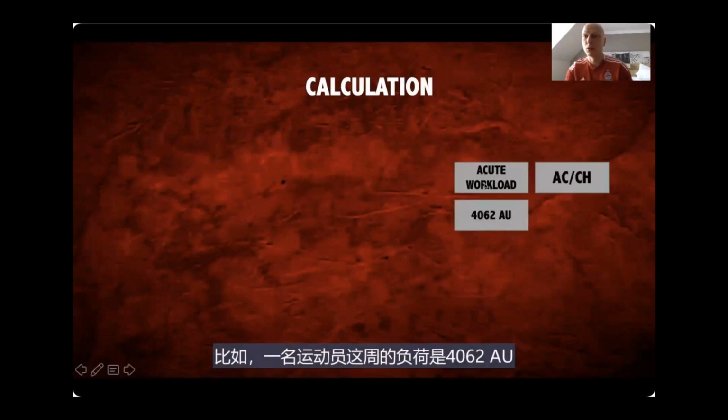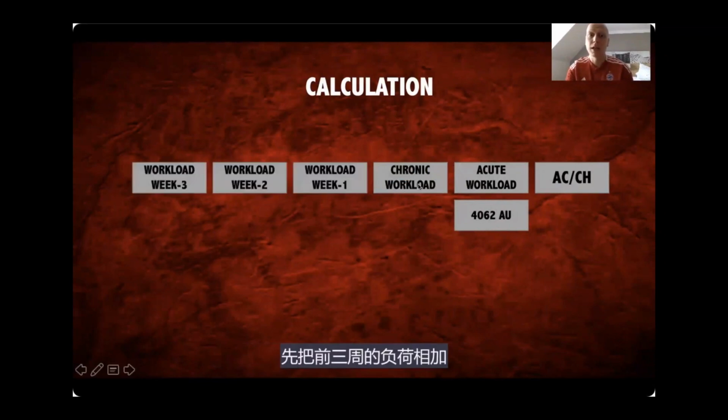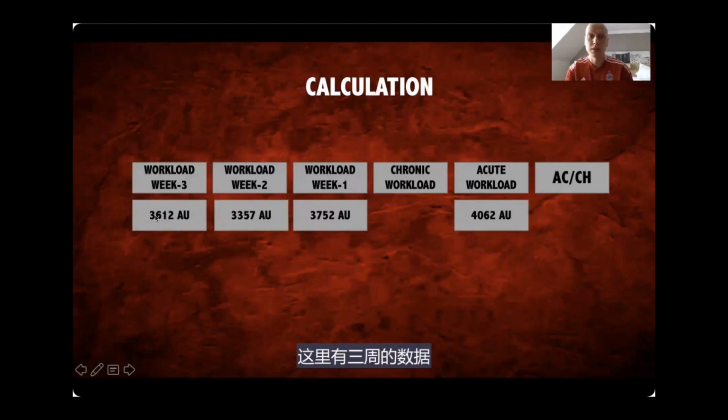Now, to give you an idea of how to calculate the acute chronic ratio, we have acute workload. For example, for one player, it can be 4,062 arbitrary units that we just calculated in the table that I showed on the previous slide. Then to measure chronic workload, we have to take 3 weeks of load and their individual values. So week minus 3 was 3,612 arbitrary units. This was the value for week 2, and this was the value for week 1. Now, chronic workload is calculated by the average of these 3 weeks.